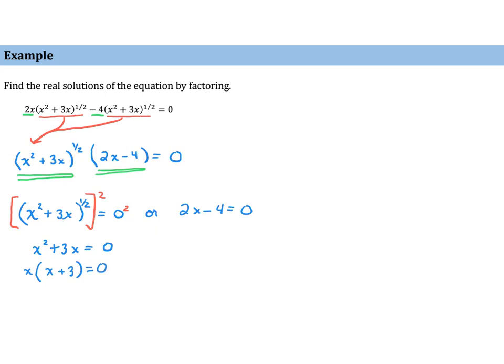And so, again, I can apply the 0 factor principle. So x would equal 0, or x plus 3 would equal 0. So x would equal negative 3. Now if we come over here, this would mean that 2x equals 4, or x equals 2. So we have x equals 0, negative 3, or positive 2.